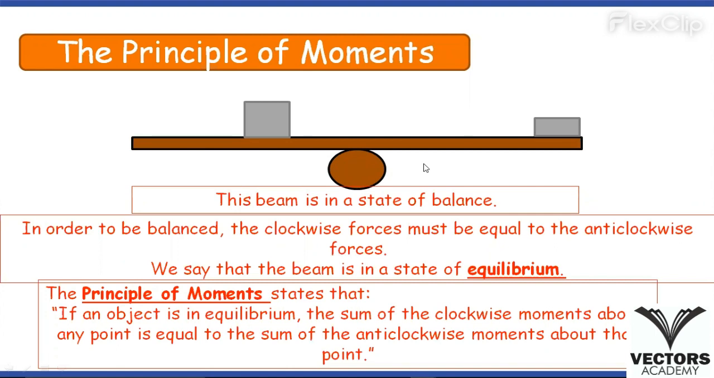We say that this beam is in a state of balance. In order to be balanced, the clockwise moments must be equal to the anti-clockwise moments. We say that the beam is in a state of equilibrium. The principle of moments states that if an object is in equilibrium, the sum of the clockwise moments about any point is equal to the sum of the anti-clockwise moments about that point.